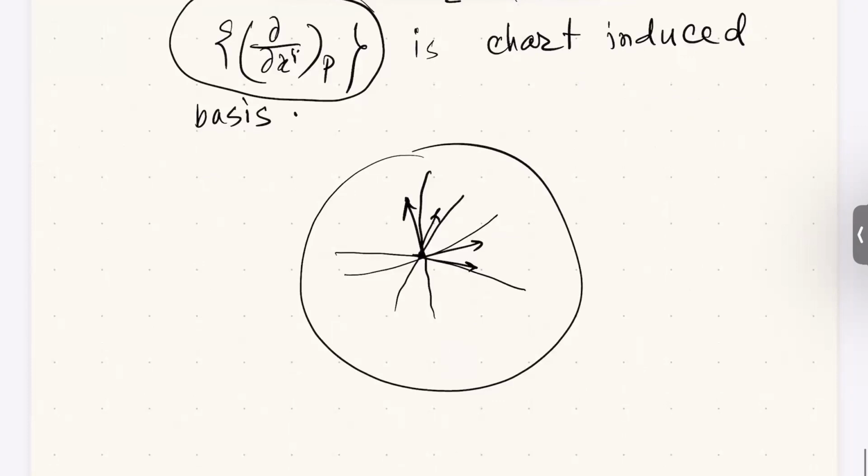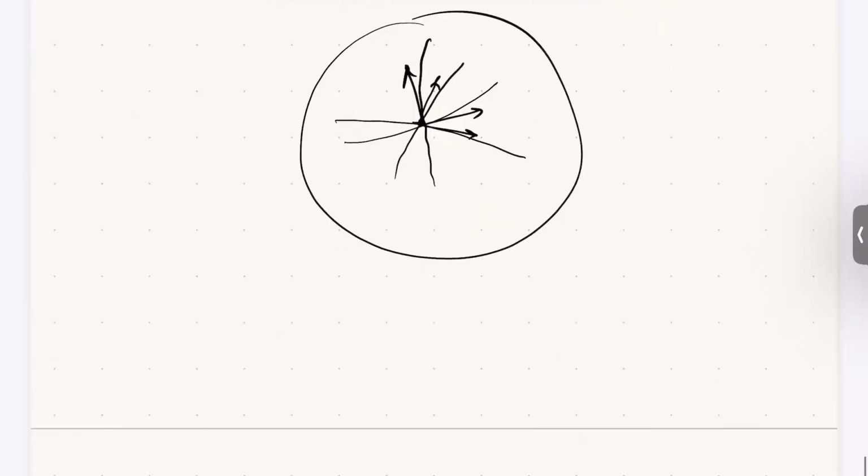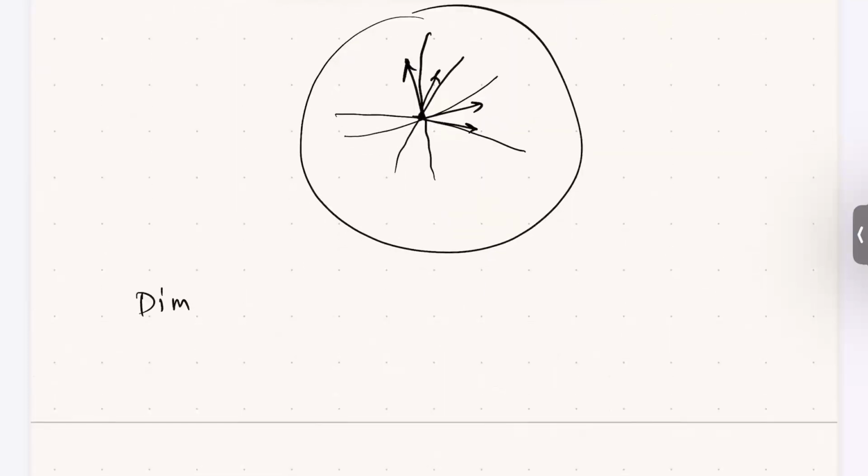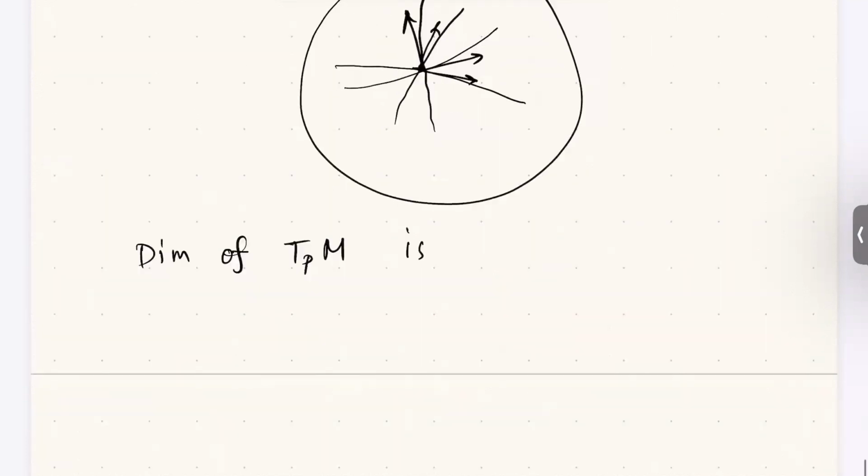So what is the dimension of the TPM? Dimension of the manifold. So the dimension of TPM is equal to the dimension of the manifold.